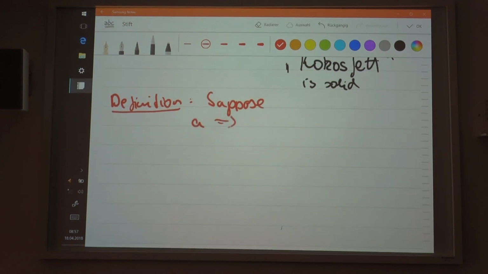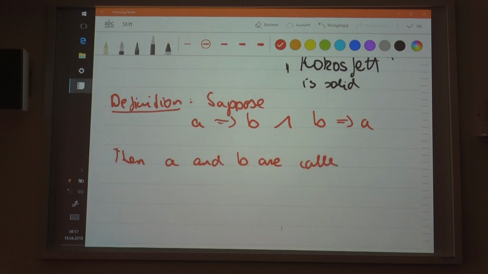Suppose that you have that A implies B and B implies A at the same time. So in this case, both A and B are sufficient and necessary for each other. You understand? So how do you refer to that fact? Then A and B are called what? Equivalent, there you go. So the statements are equivalent. If both statements A and B are sufficient and necessary for each other, they're called equivalent. I hope you understand this.